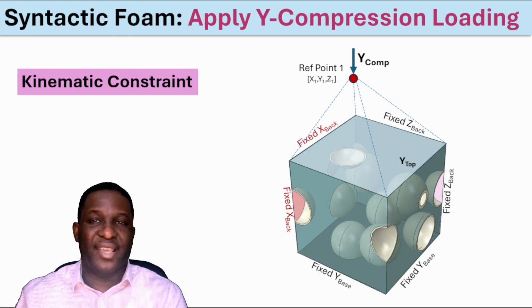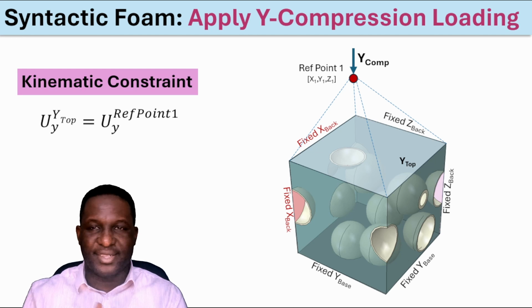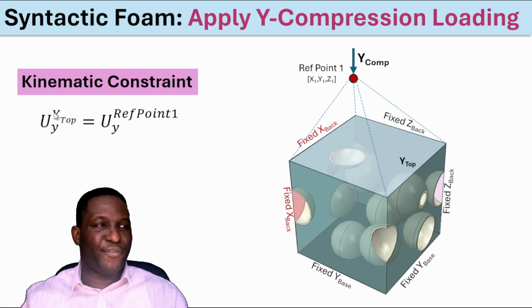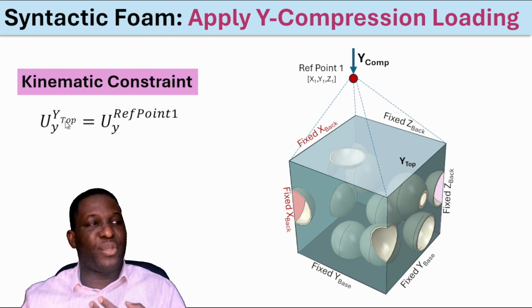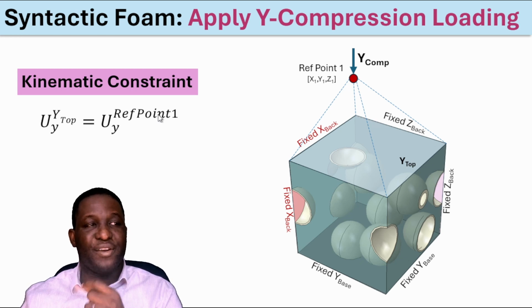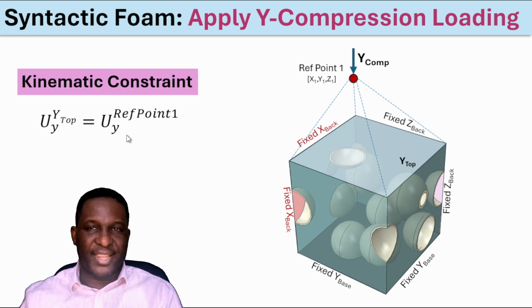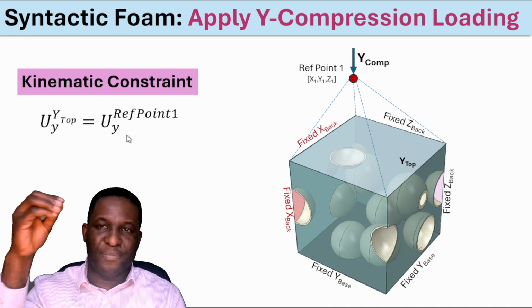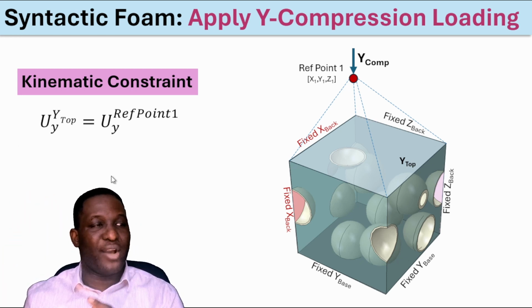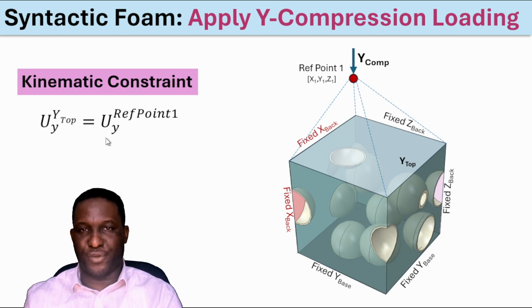Our simple kinematic constraint equation that does this looks at what's happening at the y top, with u being the displacement. So the displacement of the y top in the y direction would have to be equal to the displacement of the reference point in the y direction. That's why I said that once you move the reference point, the y top surface should also move. And we are only constraining in the y direction for now.